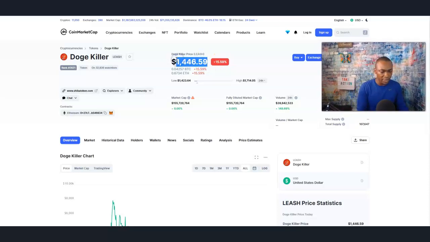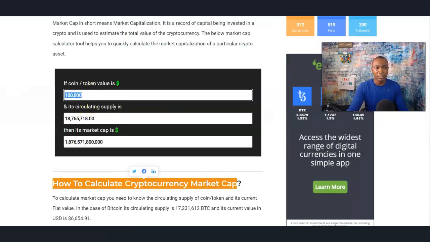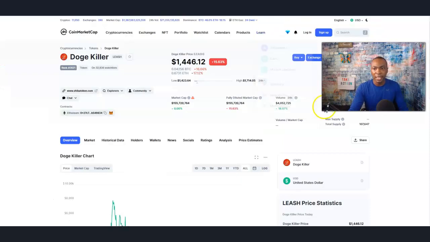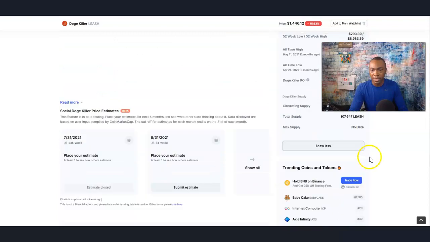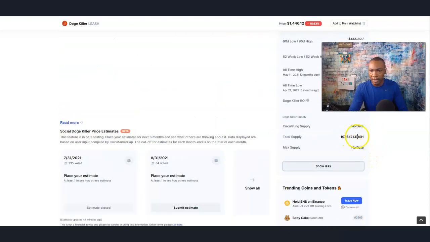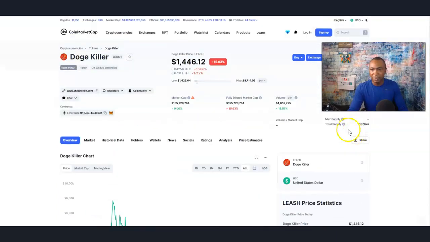Let's take the price of the Doge killer, which is basically Leash. I think Leash is very underrated. Man, Leash is. I really do. And that's the price of Leash. And then let's go to the circulating supply. Let's go all the way down here, if I can get all the numbers. Okay, it doesn't have it there, but let's just take what we got. This is what we have here.